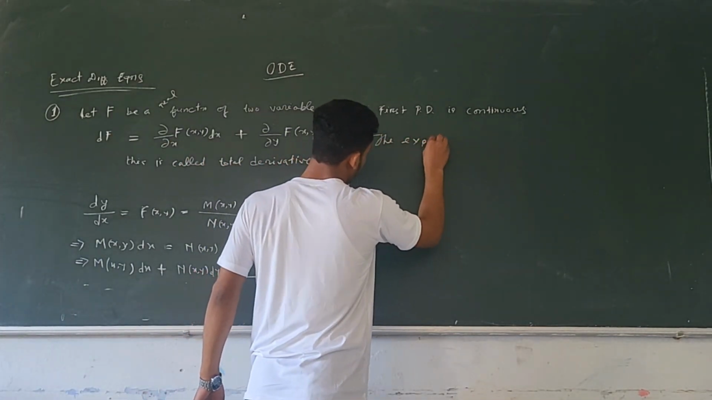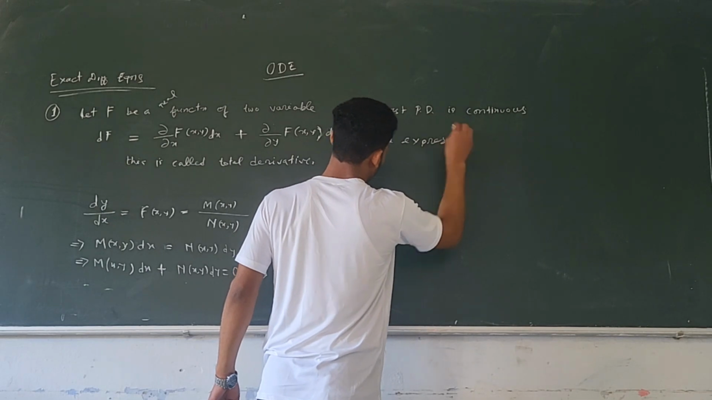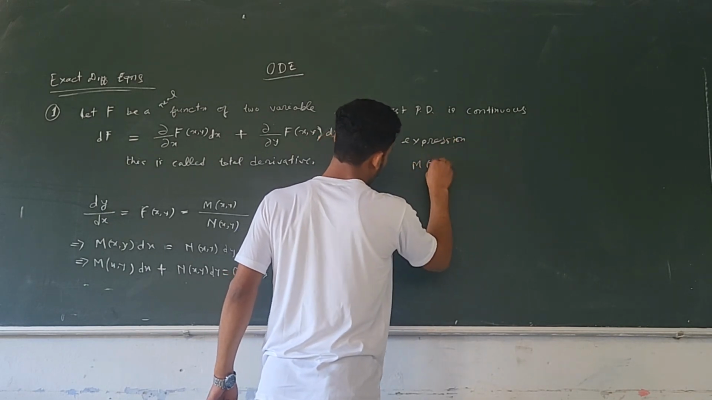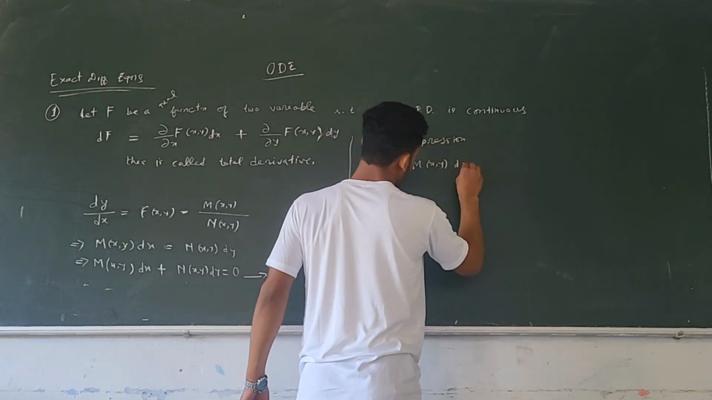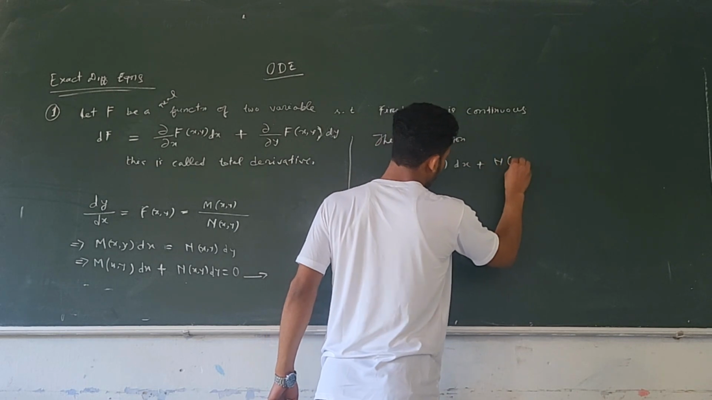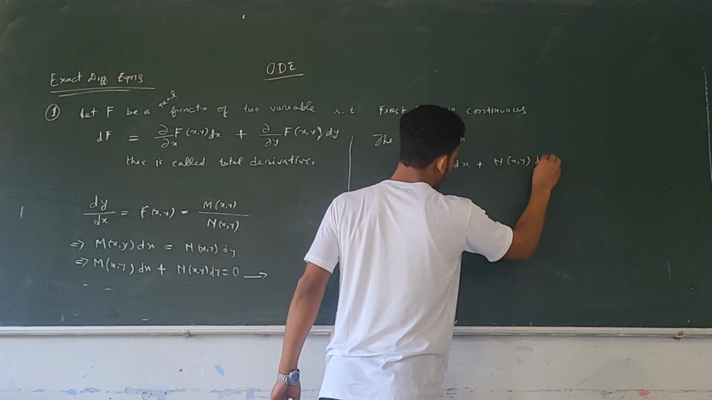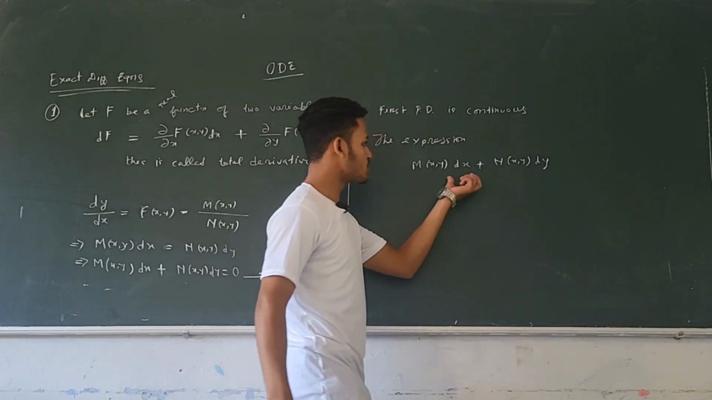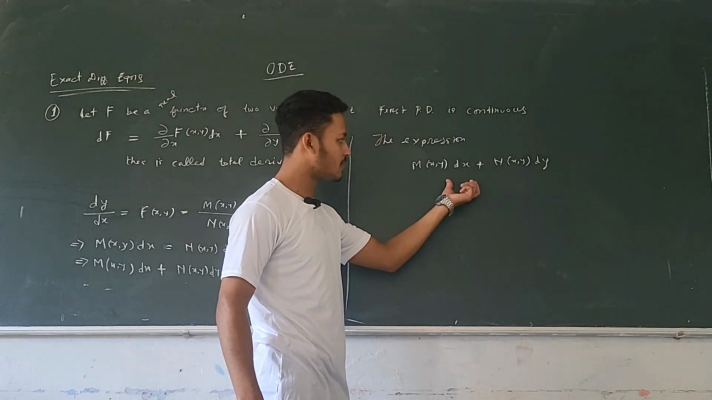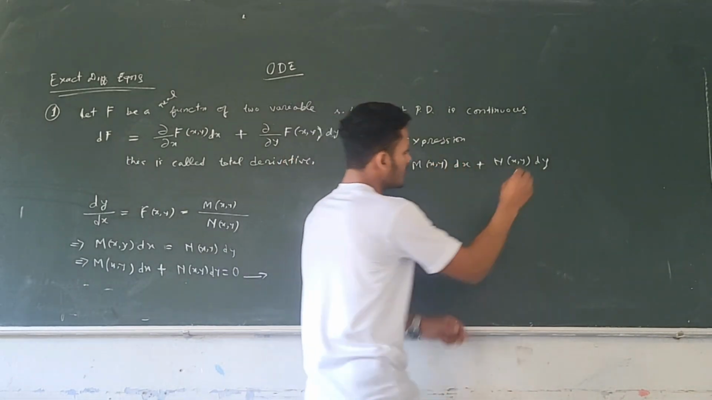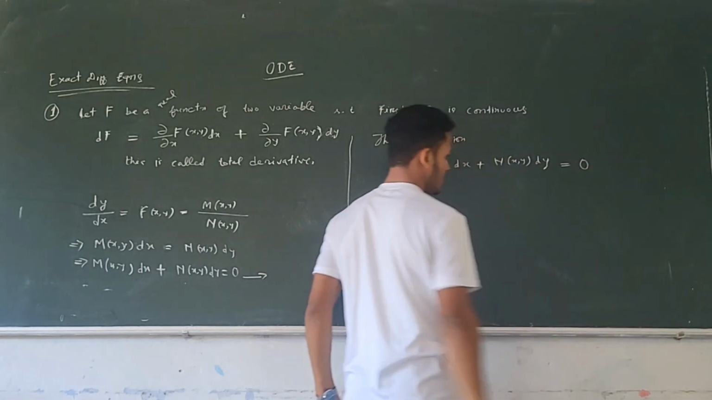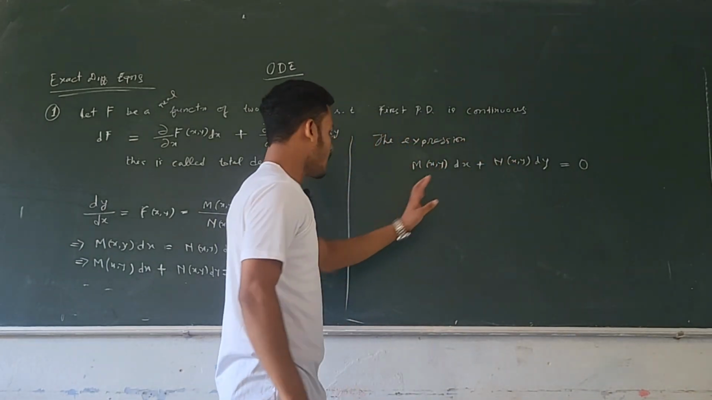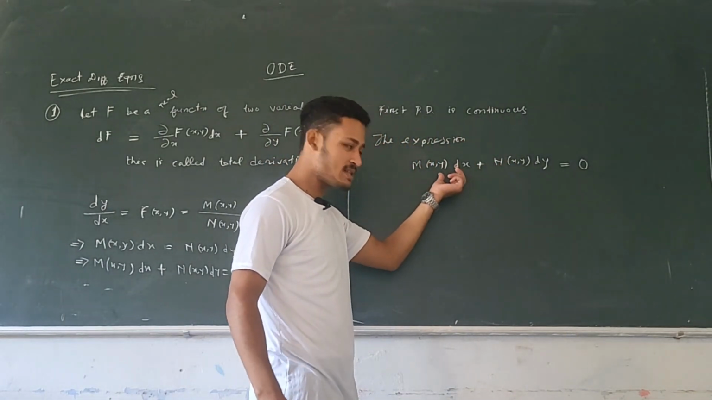The expression M of xy dx plus N of xy dy is equal to 0. If you write it equal to 0, this is a differential equation.